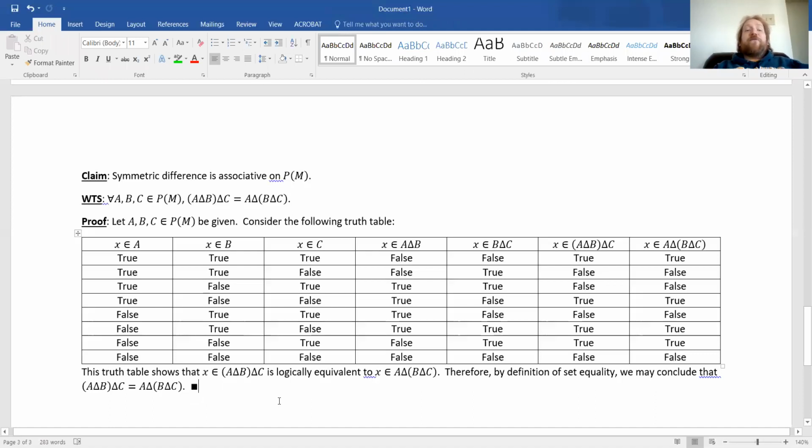Okay, we have now shown that the symmetric difference is both commutative and associative. We will show that it is well defined next. Stay tuned.